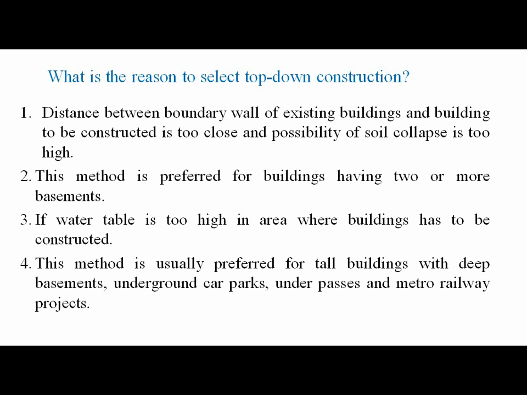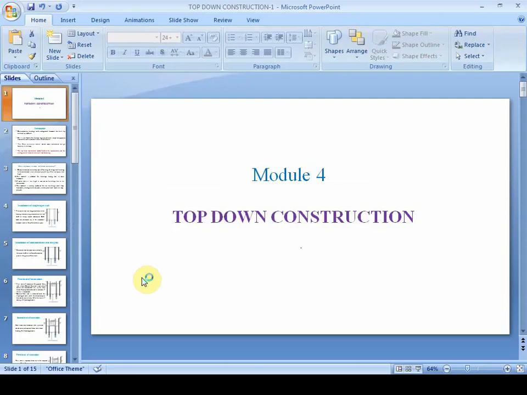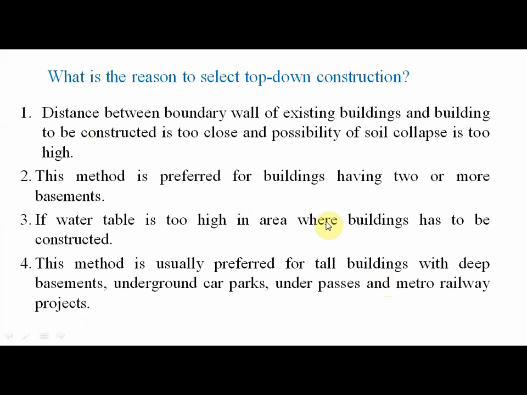And next, this method is preferred for buildings having 2 or more basements, in large apartments or malls, where there may be 2 or more basements for parking and all. So in that case you can go for this top down construction. And next, if the water table is too high in the area where the building has to be constructed, what happens? In that case you would go for the dewatering process. So that dewatering process is eliminated in this top down construction.